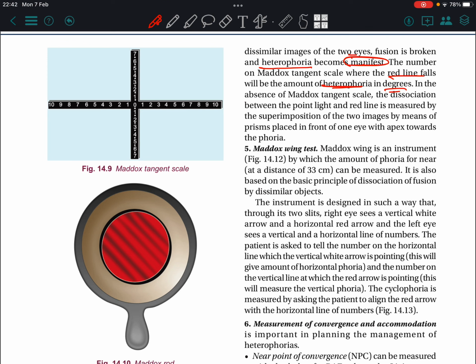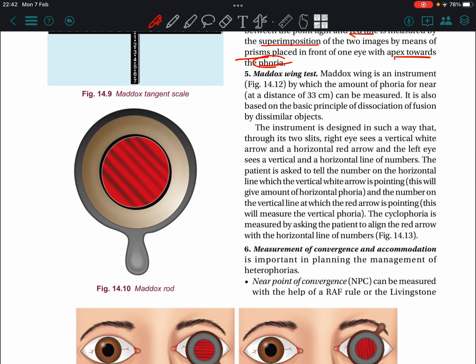In the absence of Maddox tangent scale, dissociation between the point light and red line is measured by superimposition of two images by means of prisms placed in front of one eye with apex towards the fovea. This is Maddox wing test. Maddox wing is an instrument by which the amount of heterophoria for near at a distance of 33 cm can be measured. It is also based on the basic principle of dissociation of fusion by dissimilar objects.